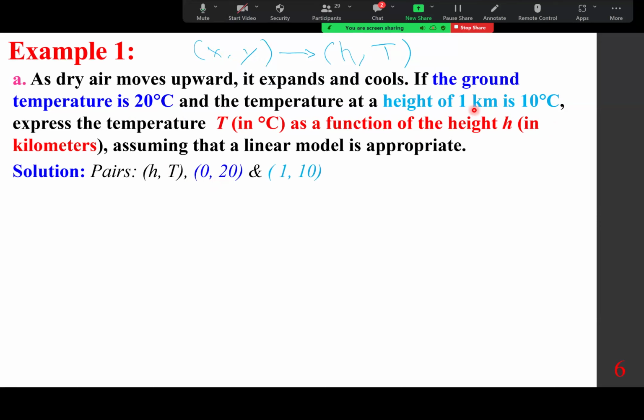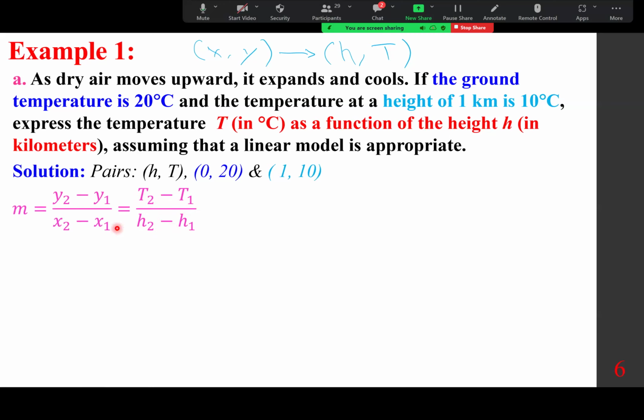And the height of 1 kilometer gives us (1, 10) degrees Celsius. So we want to find the equation. First we have to find the slope. Remember, slope is rise over run: y sub 2 minus y sub 1 over x sub 2 minus x sub 1. Now we get t sub 2 minus t sub 1 over h sub 2 minus h sub 1.